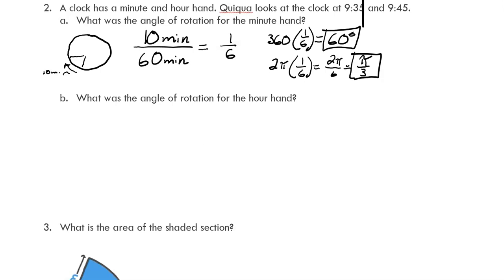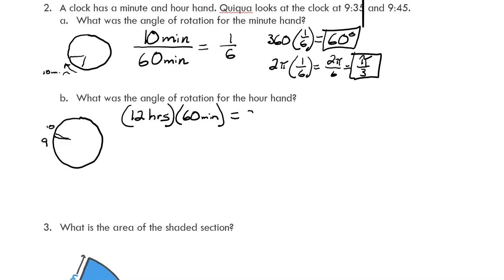What was the angle of rotation for the hour hand? Up first, someone might say it's 0 degrees, but we have to remember an hour hand that is at 9 o'clock and 35 minutes is going to be almost halfway in between 9 and 10. And then at 9:45 is going to be even closer to 10. So we know that there are 12 hours in one rotation, and every hour is 60 minutes. So that means that there are 720 minutes in one rotation.